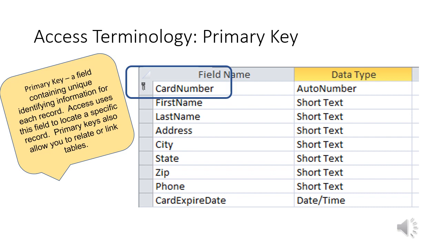But it's important that you understand the significance of one particular type of field, and that is called the primary key. The primary key contains unique information for each record, and Access uses the primary key to locate specific records. You'll notice in this illustration that the card number has a little key to the left of the name of the field. That indicates that it is the primary key.